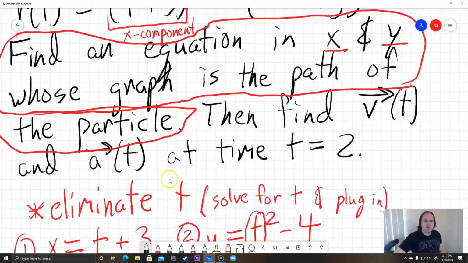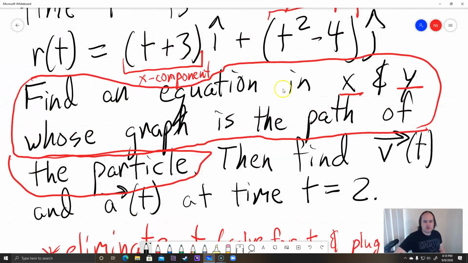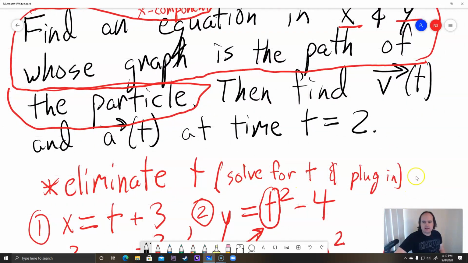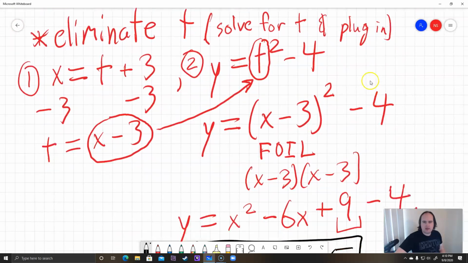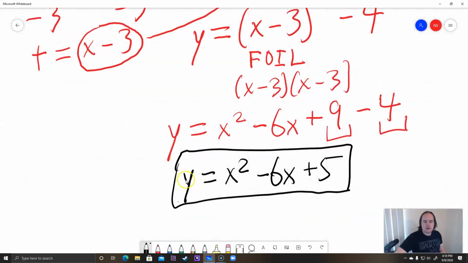Alright, so remember that was the first thing they asked for. They asked for us to find an equation in x and y whose graph is the path of the particle. And so that meant we eliminated t by solving for t and plugging in, and then we get our answer, which is y equals x squared minus 6x plus 5. And you can actually plug this into GeoGebra if you want to see the curve of the particle.